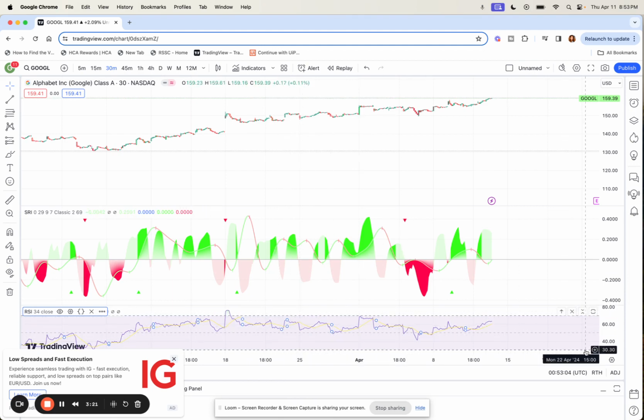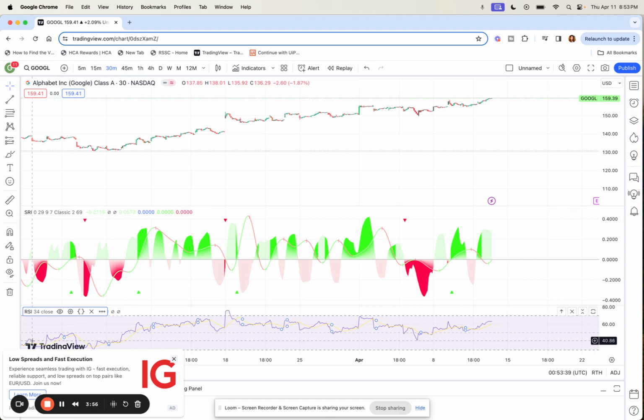So as you can see here, we have the numbers on the RSI. It tells you when it's lower, when it's higher. Anything 50 and below is in a downtrend, and anything 50 and above is in an uptrend. So when we look at the RSI and the Shadow Range, we can see what the confirmation is.